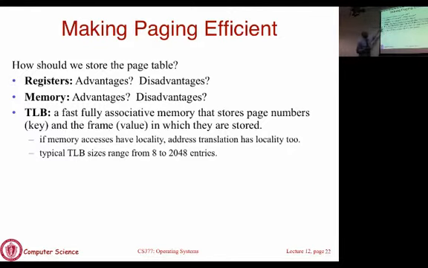Okay, so the kernel will have a page table for every process. It's going to stick it into the process control block. Okay, that's the data structure that's maintained in kernel memory. So if you do that, what would be the advantages and disadvantages of that page table implementation?